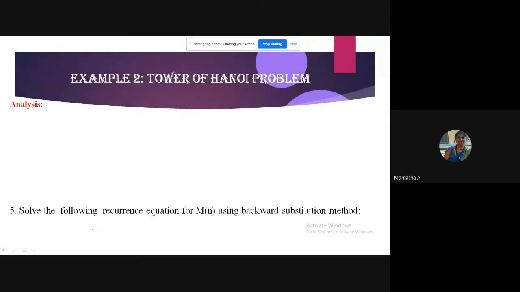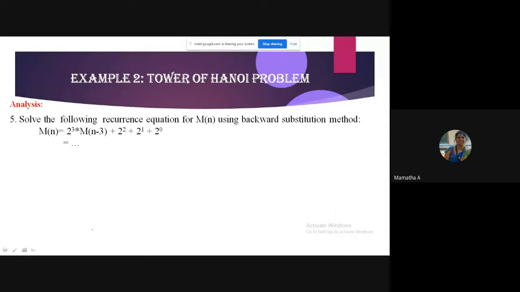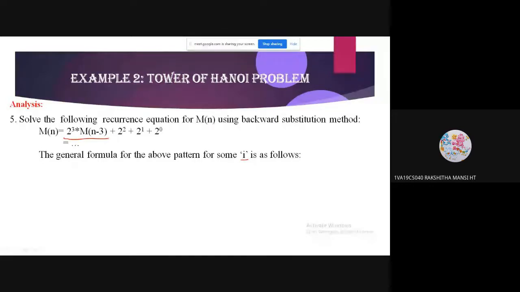I am now trying to generalize the above formula for some pattern, for some value, sorry, i. Can anybody generalize this for the value of i? M of n is equal to? Speak out. It's okay, if it is wrong also, no problem. You are doing this for the first time, not several times, isn't it? Generalize this and tell me at least for i. 2 to the power of i into m of n minus i.